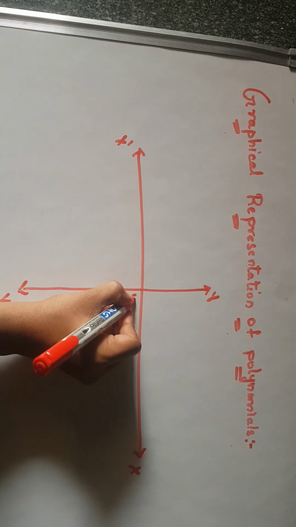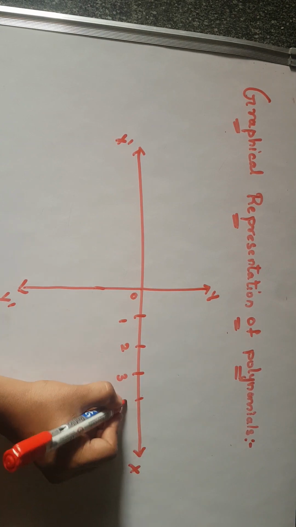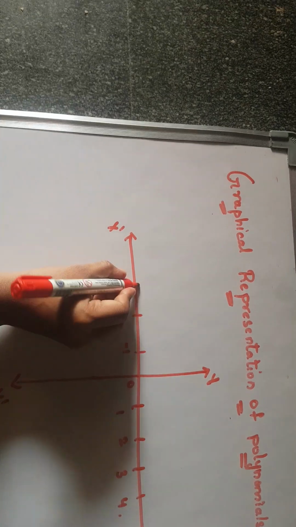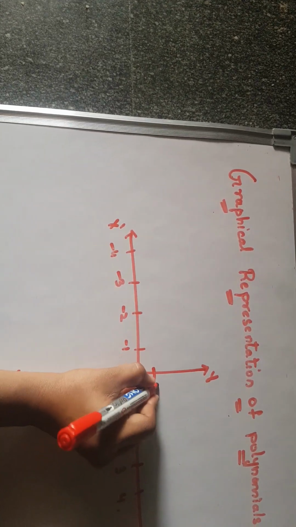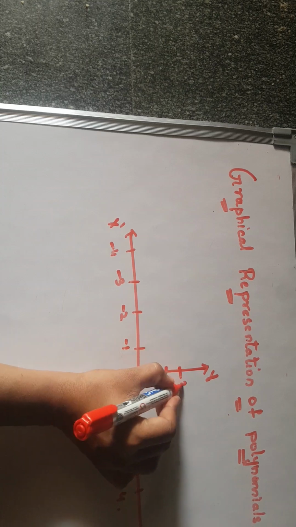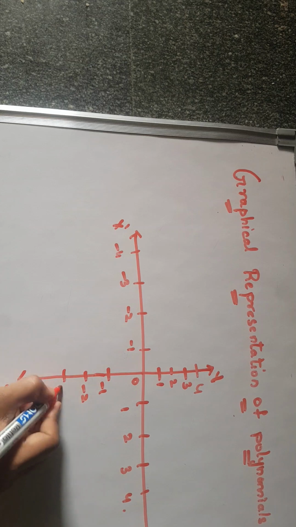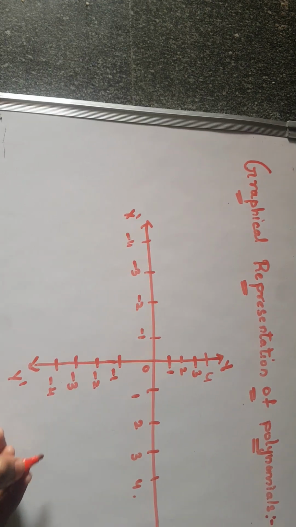Here is the value 0. Here you will take positive values 1, 2, 3, 4. Here we will take negative values -1, -2, -3, -4. This is the positive values 1, 2, 3 and 4. This you will take negative values -1, -2, -3 and -4. Here you will take negative values.